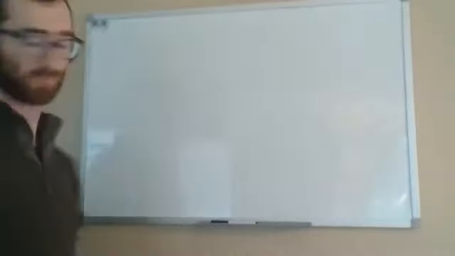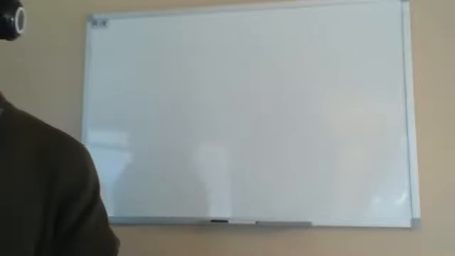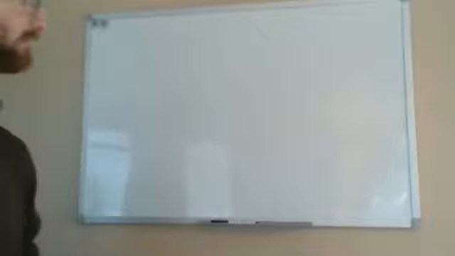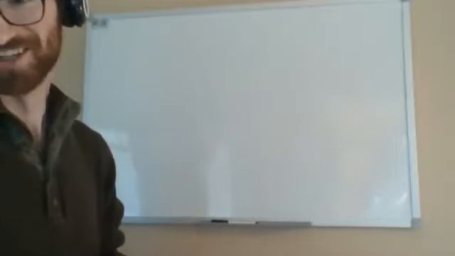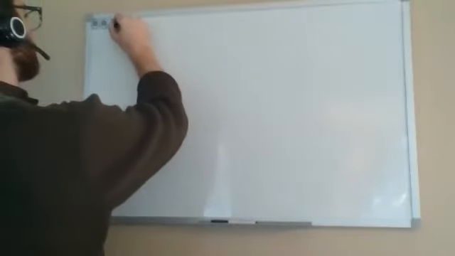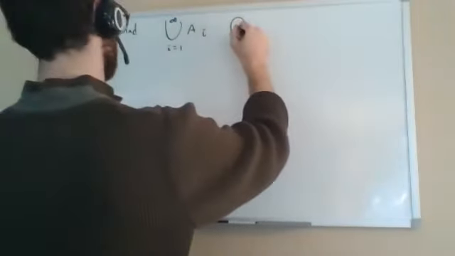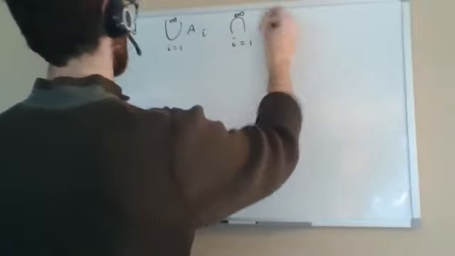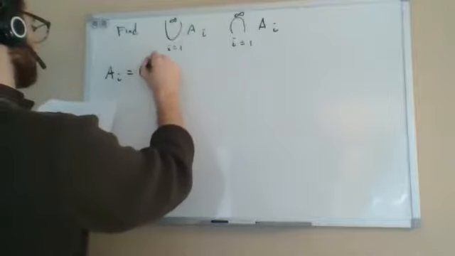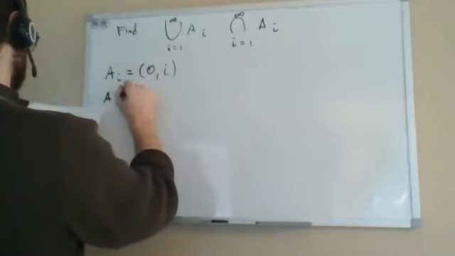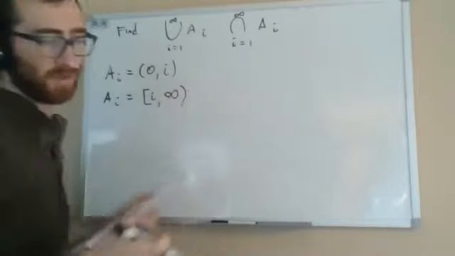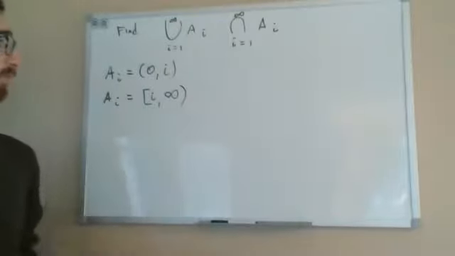Actually, 5, forgive me. 5 was unfortunate in the following way. Find both the union from i equals 1 to infinity of Ai, and the intersection from i equals 1 to infinity of Ai, where Ai is the interval from 0 to i. What is this set?